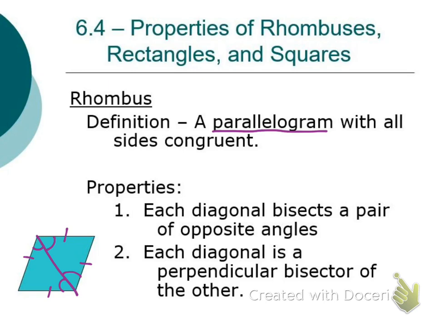So both of those little ones are congruent. We can do the same thing going the other way. If I draw in my other diagonal, now I'm creating pairs of congruent angles at the other opposite angles.